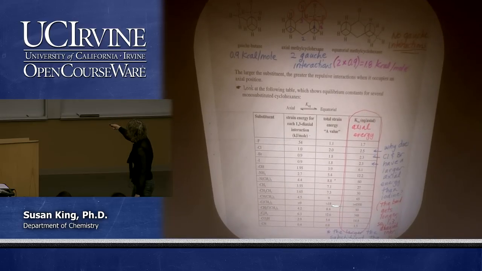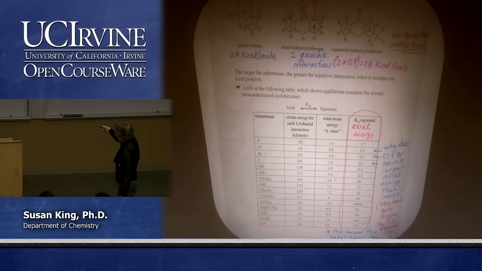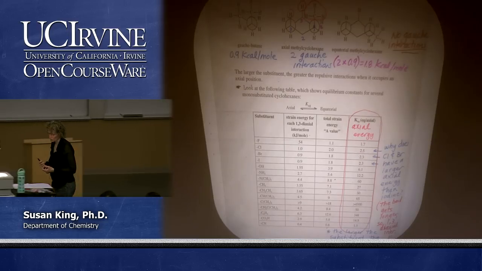And so certainly when we have a tert-butyl group, it is extremely highly favored for that tert-butyl group to be in the equatorial position. And essentially, when you have a tert-butyl group bonded to a cyclohexane ring, it stays in the equatorial position. It doesn't even flip, okay, because it's so large.